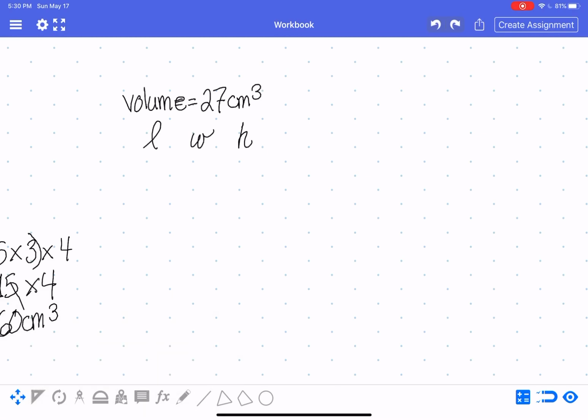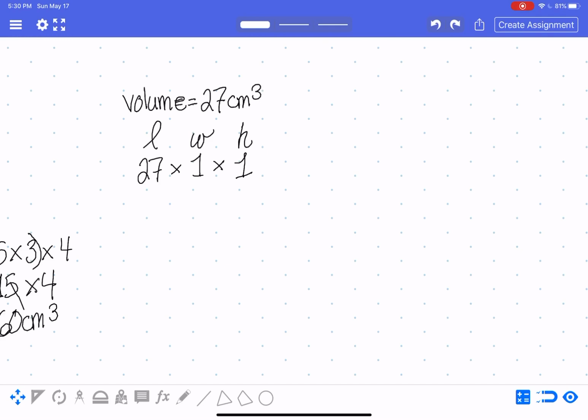I could say, okay, the volume is 27. How does the cube look, right? And I can say, okay, maybe the first one has a height of 1. It has a length of 27, and it has a width of 1. Because if I multiply these 3 numbers, I get 27 centimeters cubed, right?